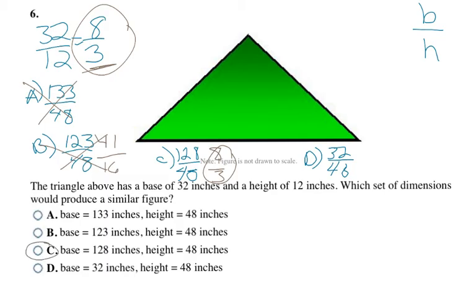And since I just have D left, I'm going to go ahead and check it real quick. 32 and 48, I can divide a 4 out of both of those. And that's going to leave me with 8 over 12. And I can take another 4 out of that, and that leaves me with 2 over 3. Which 2/3 is not 8/3, so it can't be D either. So my answer is definitely C.